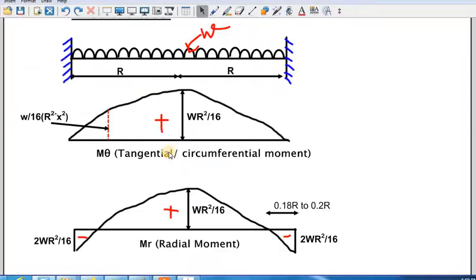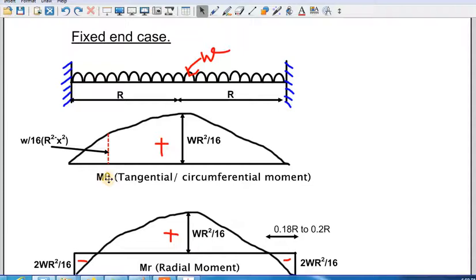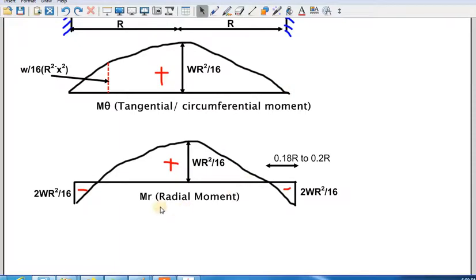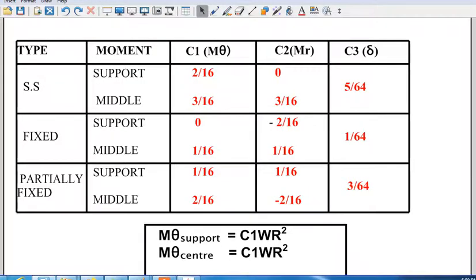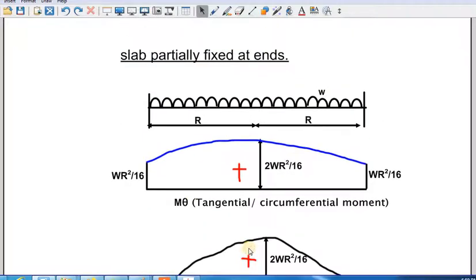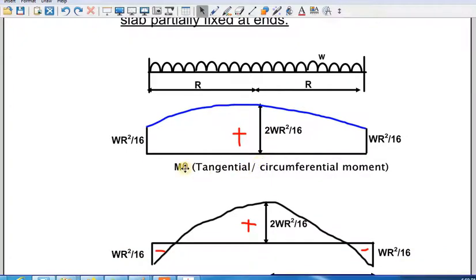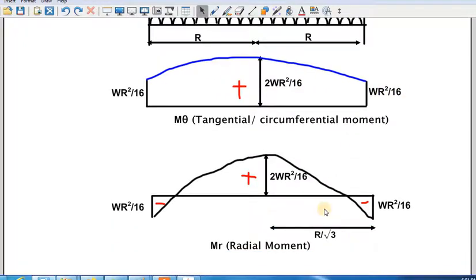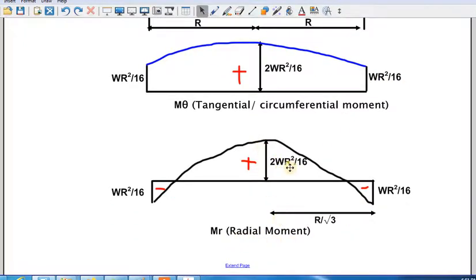So keep these values in mind. For the tangential moment, at the center it is W r square by 16, whereas at the support it is 0. The radial moment at the center is W r square by 16 and at the support it is 2 W r square by 16 negative. Coming to the partially fixed case, it will be the average of these two. For the tangential moment, the center is 2 W r square by 16 and the support is W r square by 16. For the radial moment, the center is 2 W r square by 16. Here W is the UDL load and r is the radius.